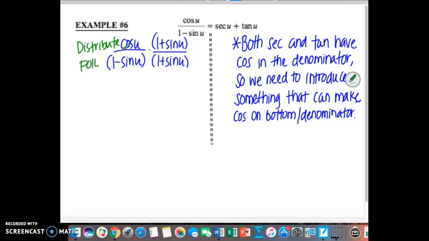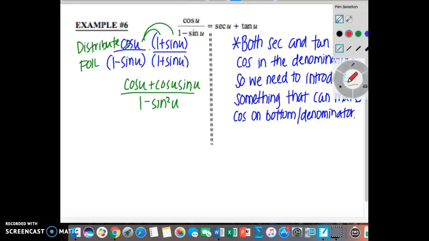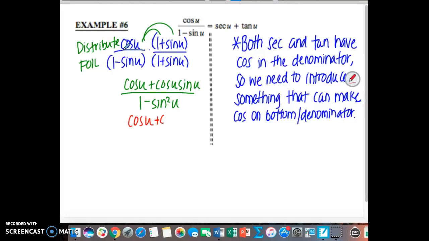So if we distribute the cosine of u to both the 1 and the sine of u, we are left with cosine of u plus cosine of u sine of u. And in the denominator, we are just left with 1 minus sine squared of u. We know using a Pythagorean identity that 1 minus sine squared of u is the same thing as cosine squared of u. So we can rewrite this as cosine of u plus cosine of u sine of u divided by cosine squared of u.